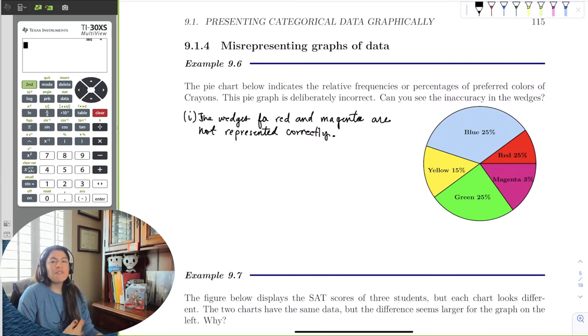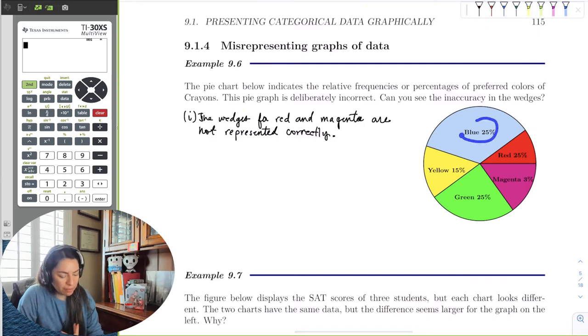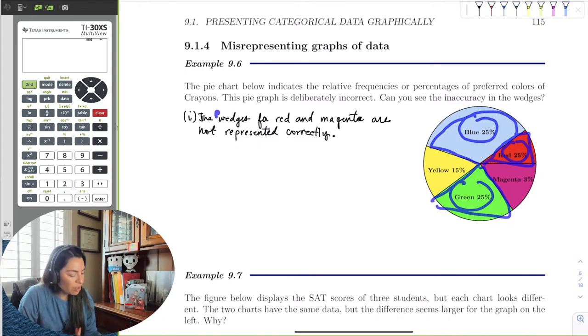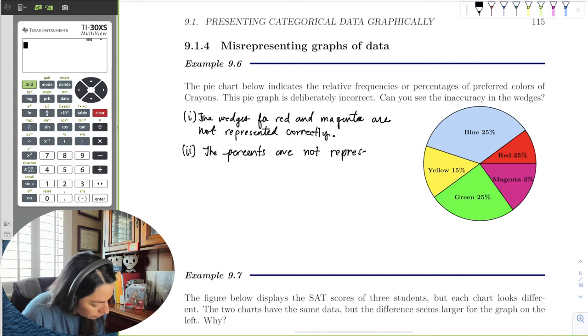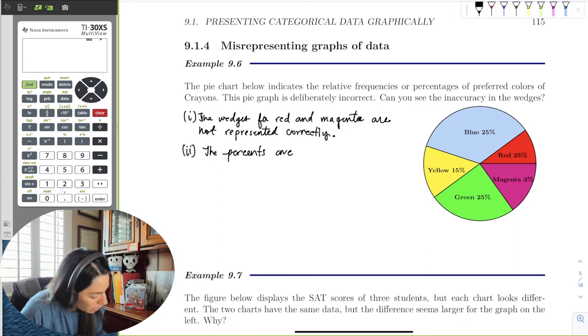And furthermore, now look at the wedges for blue and green. Blue and green are also 25%, yet larger than the red wedge. So we know the percentages are not representative. The percents do not represent the sizes of the wedges.